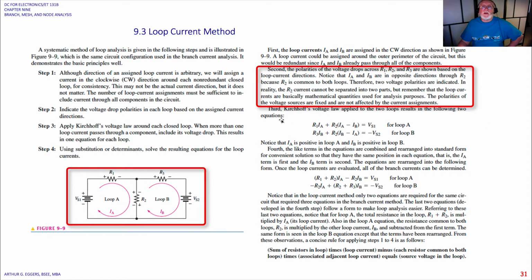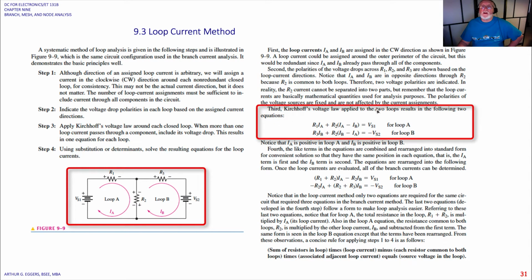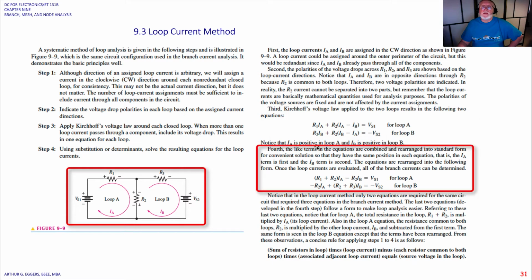So step 3, we apply Kirchhoff's voltage law to the two loops, resulting in the two equations. So we're going to write the equations: R1 I sub A plus R2 times I sub A minus I sub B, because the current's moving in opposite directions there, is equal to voltage source 1. And we write another loop current equation for loop B. Notice that I sub A is positive in loop A, I sub B is positive in loop B.